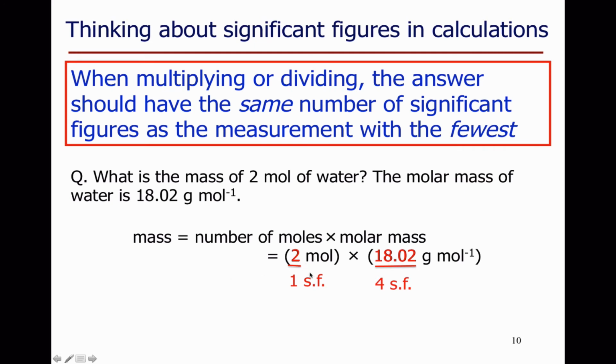This one is controlling how accurate our answer can be. It could only be written to one significant figure. So instead of 36.04, we've got to write that to one significant figure. We've got to round up, and the answer is 40 grams. 40, without a dot, one significant figure. See how it works. See how the number that we've got at the end can only be as accurate as the least accurately known answer that we've got.